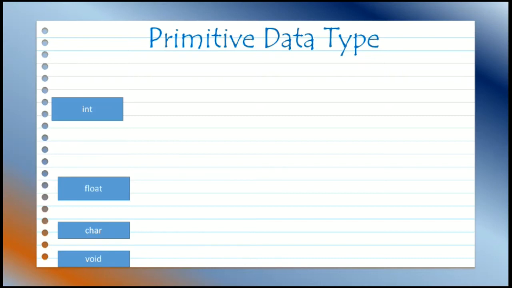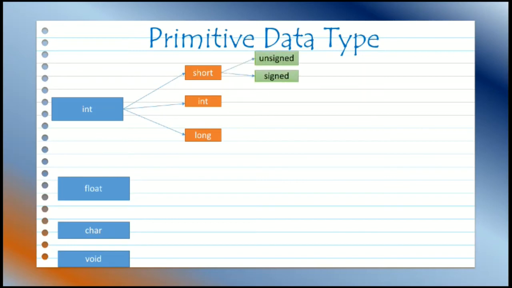So first one is integer. It is divided into three types. First one is short, second one is integer, and third one is long. Again, these three types are subdivided. In that, first one, that is short, is divided into two types. First one is signed short and second one is unsigned short.